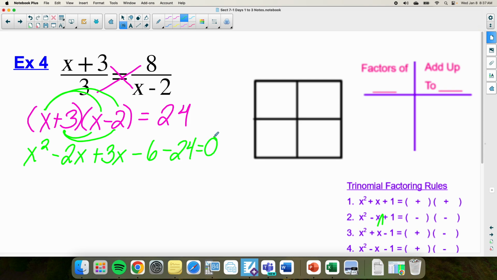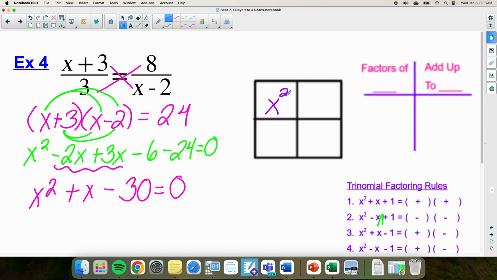Okay? Now, what I'm going to do is combine these, because I have to combine my like terms. Remember, we don't change signs at all when they're on the same side. Negative 2x plus 3x is plus x. Negative 6 minus 24 is a negative 30, and that equals 0. Okay? Now, I put x squared here. I put my negative 30 here as well as here.